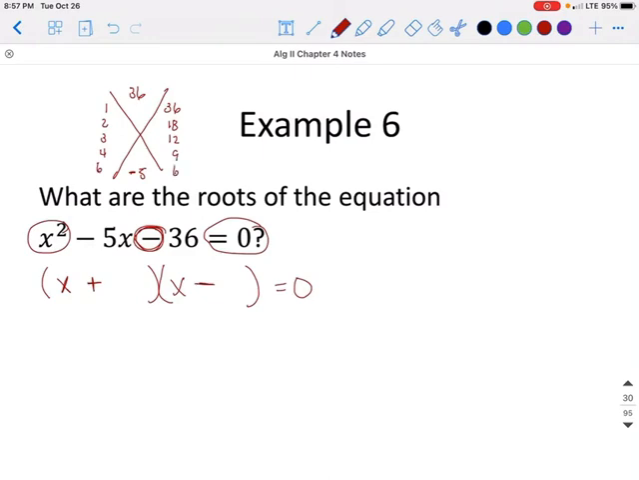Now we do know that one's positive and one is negative. And since when you add, you end up with a negative number, it must be the larger number that is negative. So if we pick the pair that's going to add up to give us negative 5, it would be a positive 4 and a negative 9. Now to find our roots, we're just going to take each of these pieces and we're going to set them equal to 0.